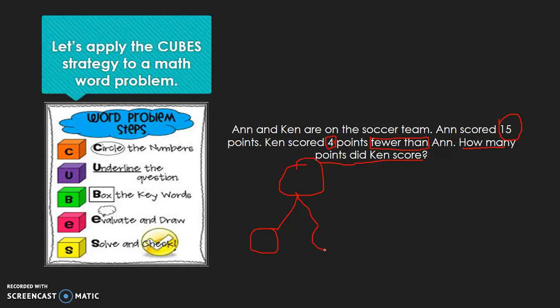And 15 is my biggest number. So for 15, I'm going to put it here in my top circle in my number bun. I'm going to put 4 down here in my small circle and a question mark here. So this is what we're looking for.